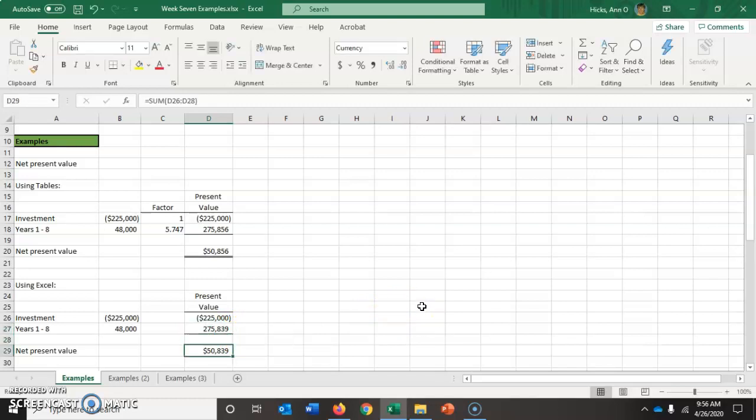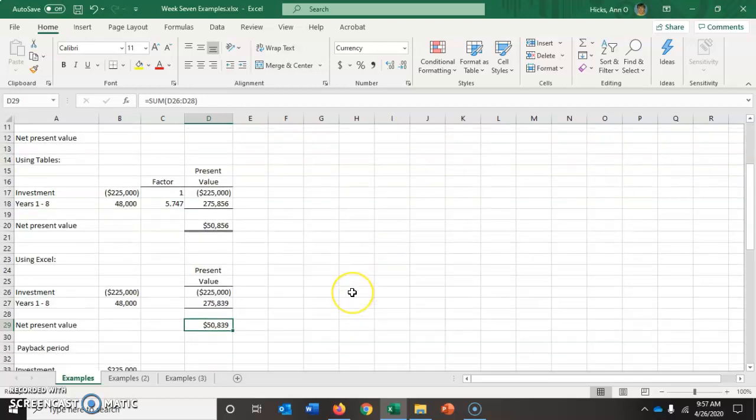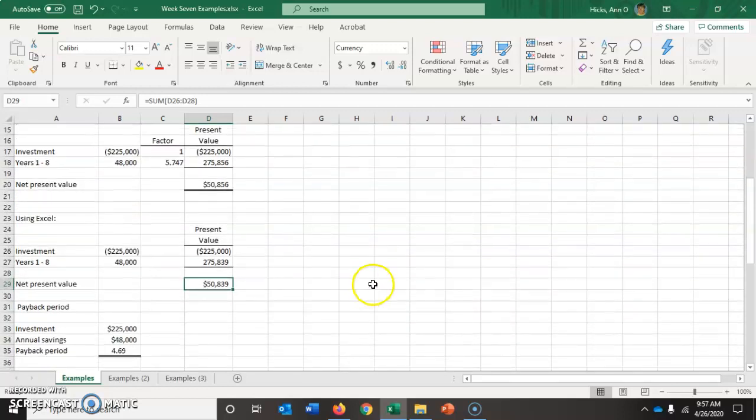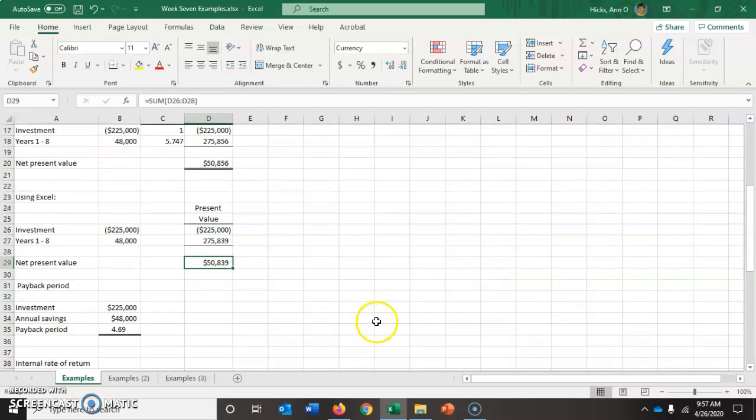And we come basically to a similar answer. Again, just like I talked about in the time value of money video, there may be a few dollars different from a rounding perspective. Okay, so net present value, we would say, okay, this is a viable alternative or investment.